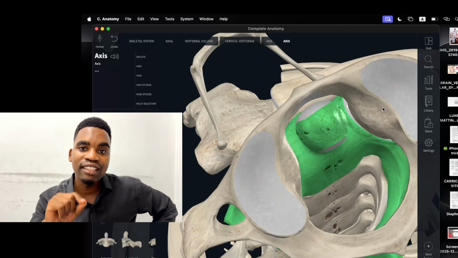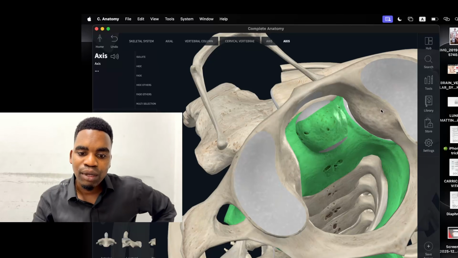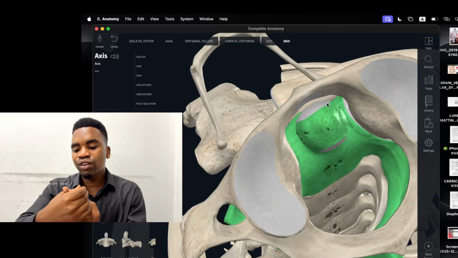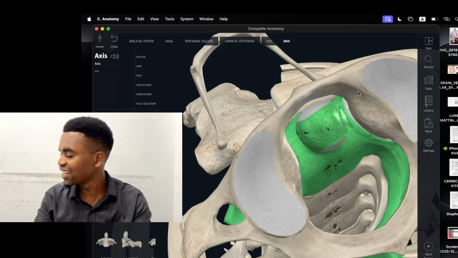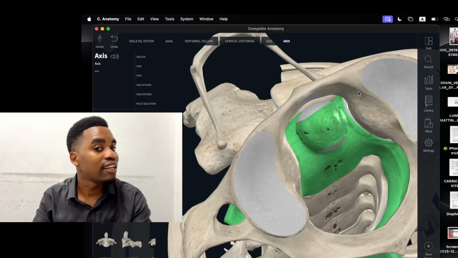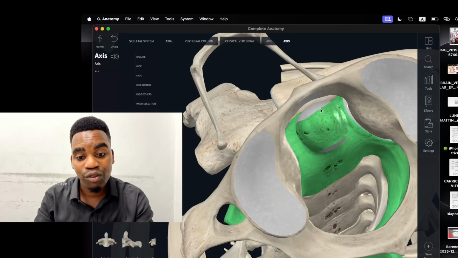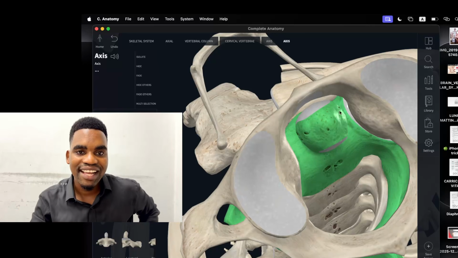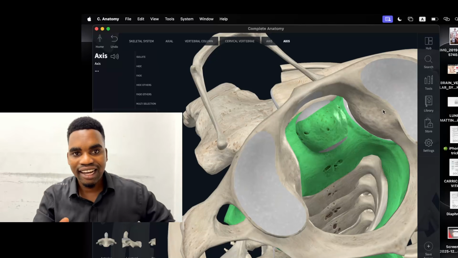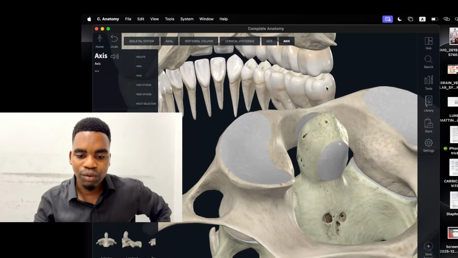The name of the joint is atlanto-axial joint, but the type of joint is a pivot joint. Because of this annular ligament, C1 can only rotate against C2 in this fashion, and because of that this movement is called the "no" movement. When you are saying no to your friend, it is actually this movement: the atlas rotating against the axis, and this is what makes that movement possible.